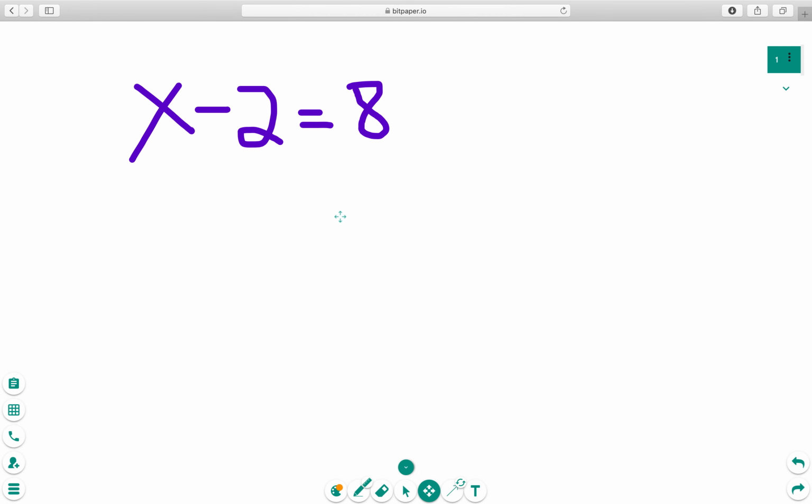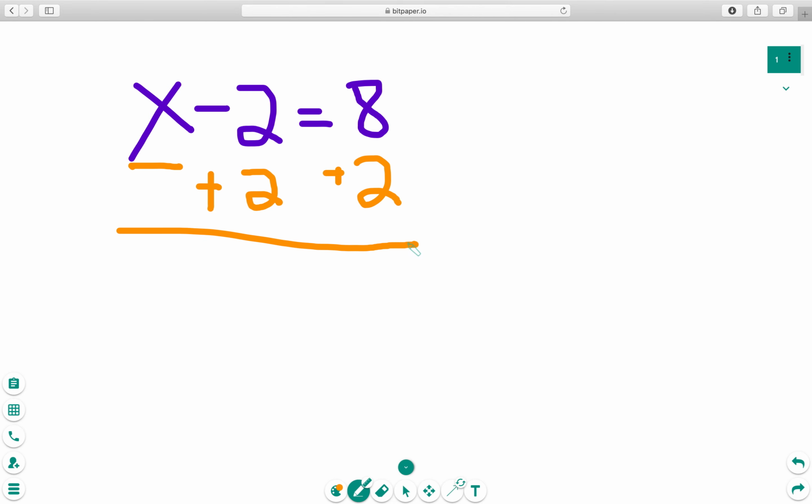Now we'll do some with subtraction. So to get the x by itself on this one, we're going to add 2 to both sides, because when we subtract 2, to get rid of it, we have to add 2. So we have to get this x by itself, so we're going to add 2 to both sides. And we have to remember to add 2 to not just the left side or not just the right side, but to both sides.